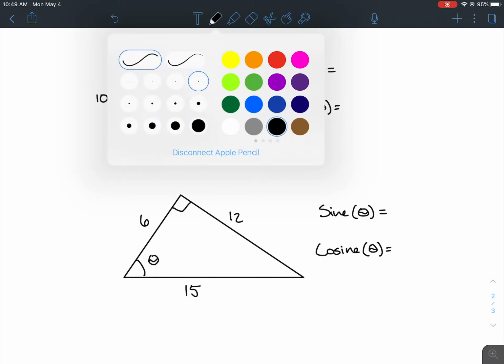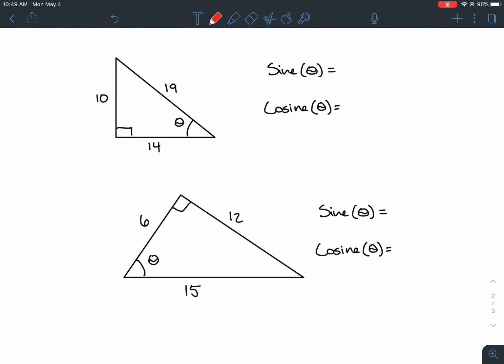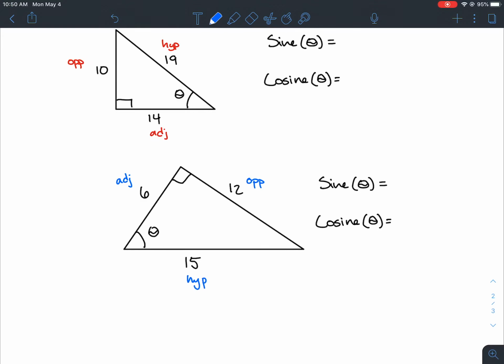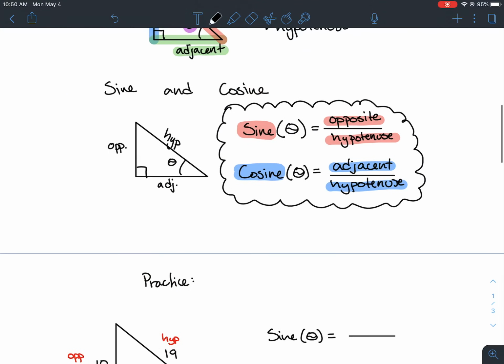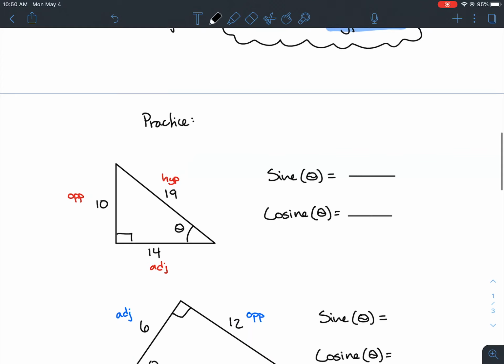So on this particular one, I have my sides that I need to label. 19 is the hypotenuse, 10 is the opposite, 14 is the adjacent. And we did that last class. On this one here, 6 is the adjacent, 12 is my opposite, and 15 is my hypotenuse. And it always helps to label these out first, because all sine is, from our previous notes up above here, sine is just the opposite side over the hypotenuse.